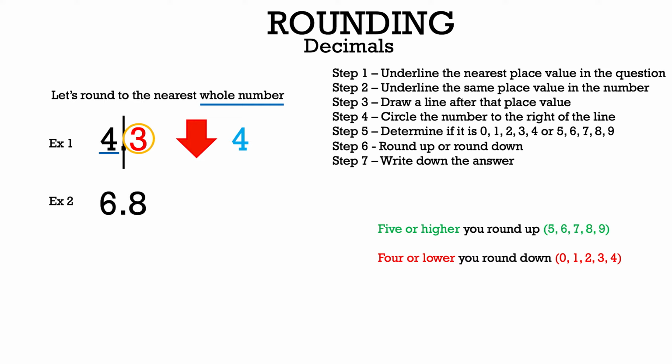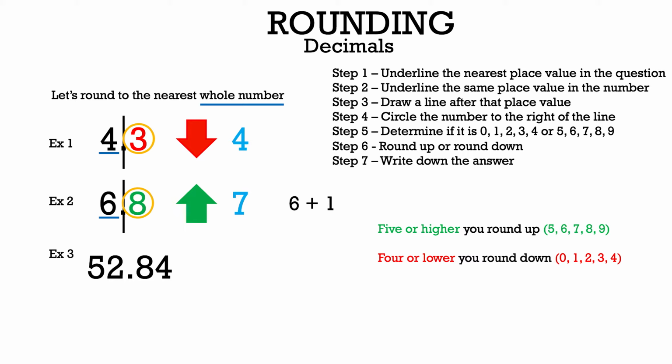So let's take a look at example 2. Some of you may already have it. So we're going to underline the 6, draw the vertical line, circle the 8, and it is 5 or higher. So we round up, and my answer is going to be 6 plus 1, which gives me 7.